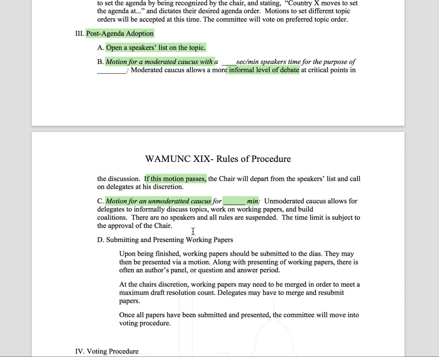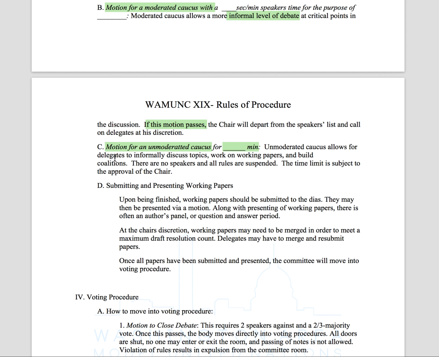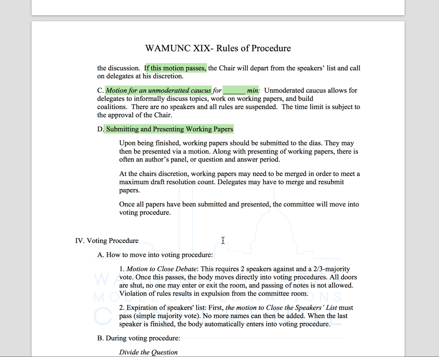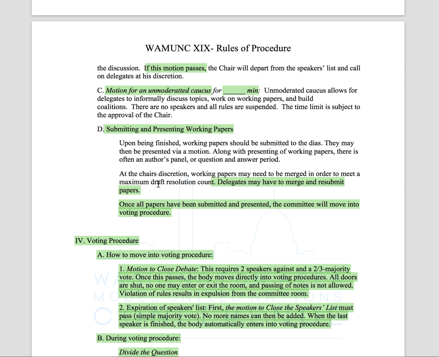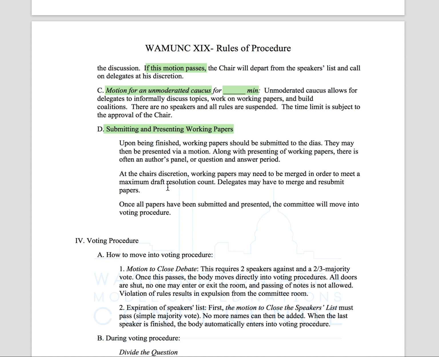During the unmoderated caucuses is where you start to really solidify these blocs and start writing these papers together. Then you submit and present the working papers to the dais, to the people sitting up front, the chairs, and then at the chair's discretion, some of the working papers might need to be merged to meet a certain count, because you don't want to be debating 10 different draft resolutions.